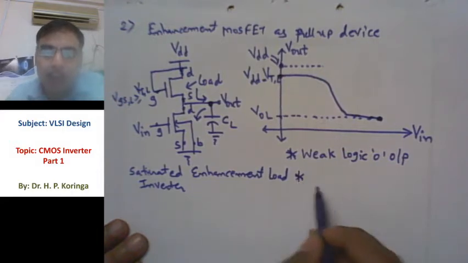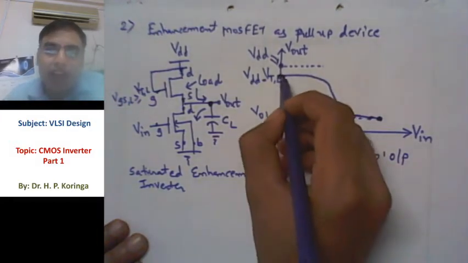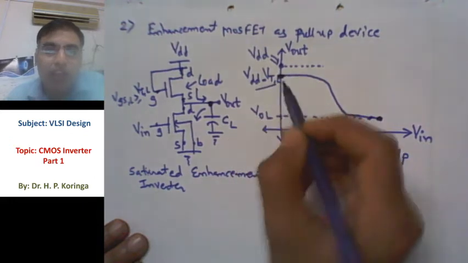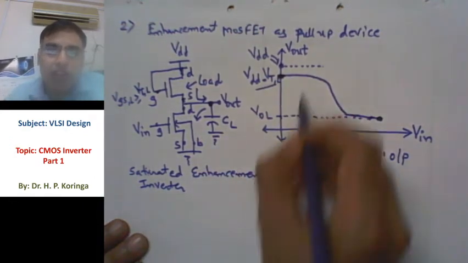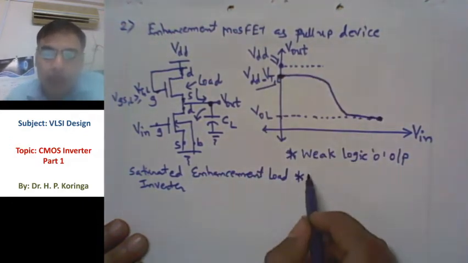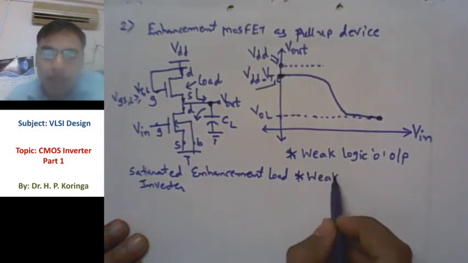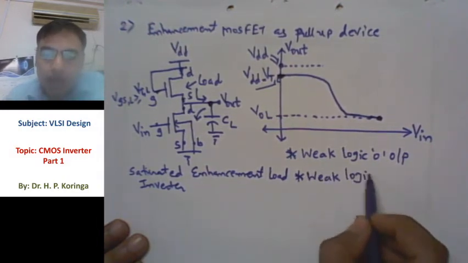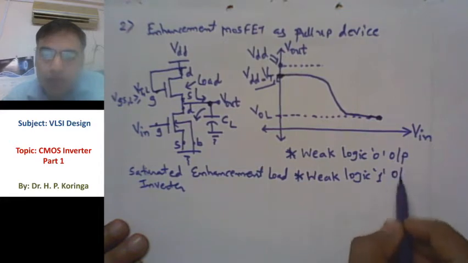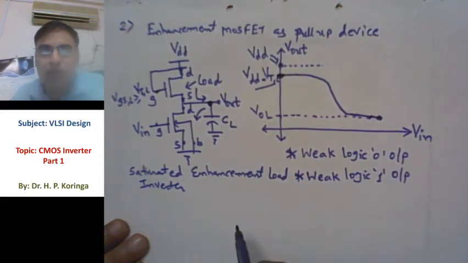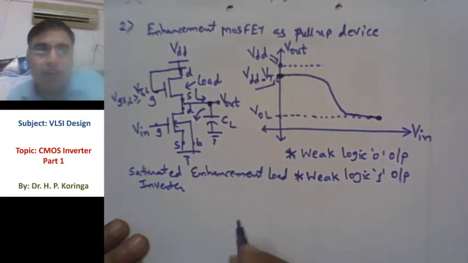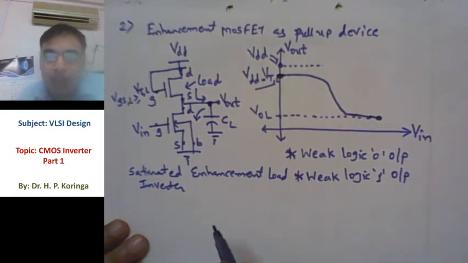Another, it also has a weak logic 1 out, because the logic 1 output goes up to only VDD minus VT. So it does not have a VDD voltage. So in an enhancement pull-up device, it has a weak logic 0 output as well as a weak logic 1 output.